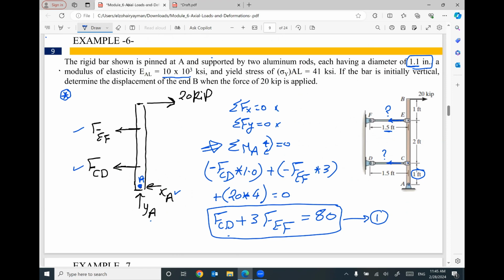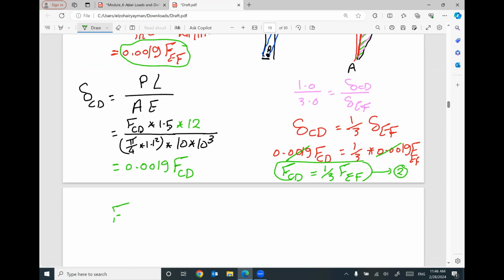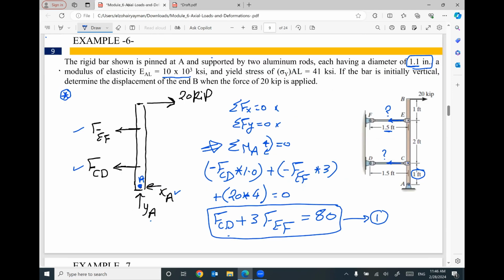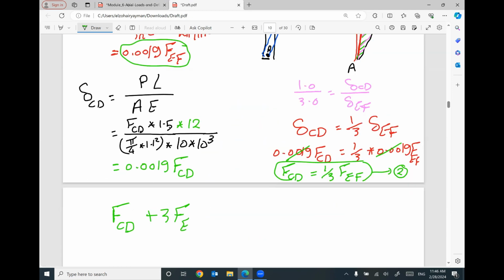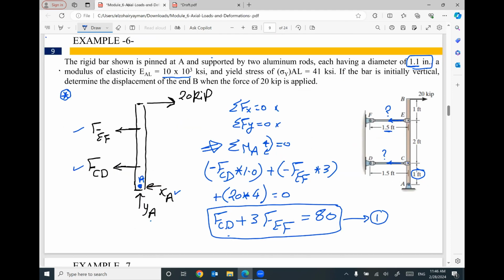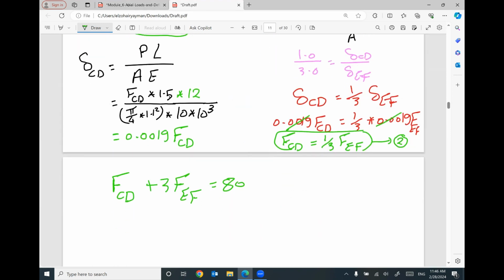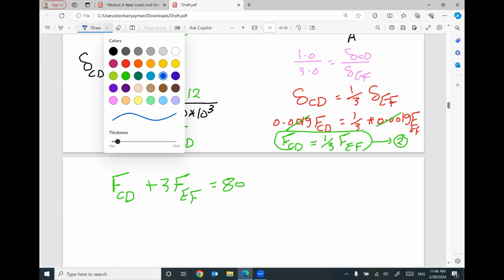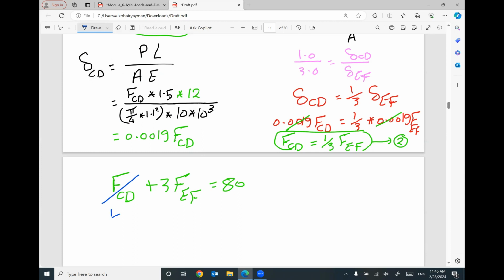Remember the original equation: FCD plus 3 FEF equals 80. Does that make sense? Equal 80. So I can remove the value of FCD and put 1/3 FEF. I think the only unknown in this equation will be FEF.